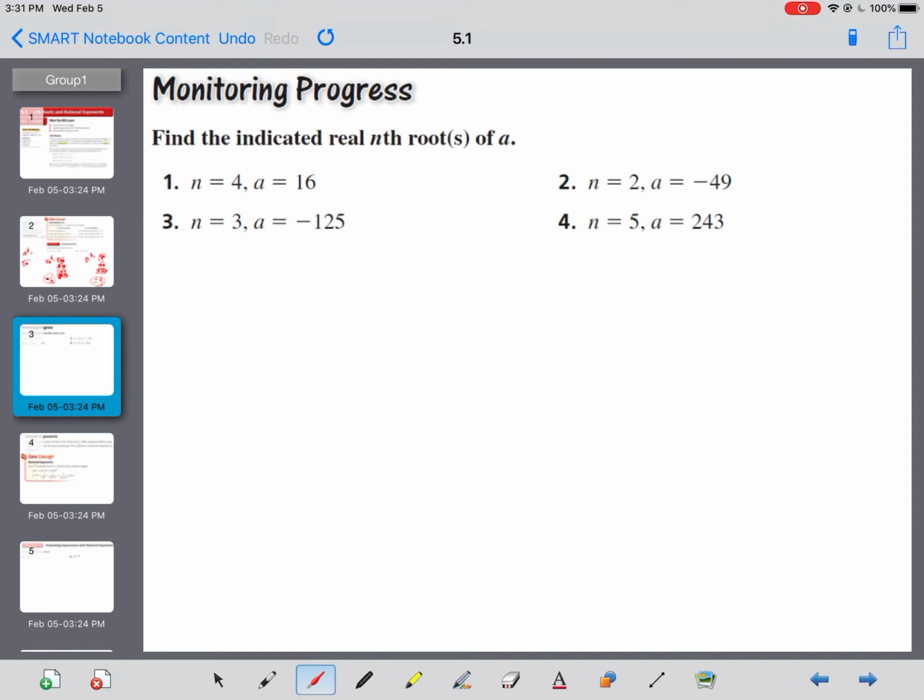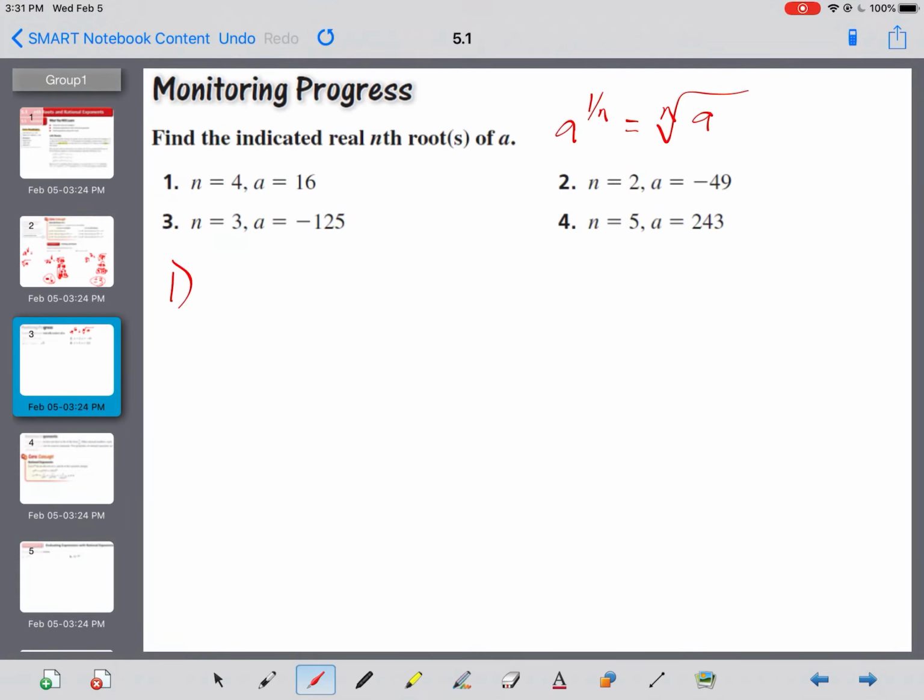So find the indicated nth roots of A. These are without a calculator, so try and do it without a calculator. Remember, what they're looking for is A to the 1 over n, or the nth root of A. Try them on your own, come back, see what the answers are.